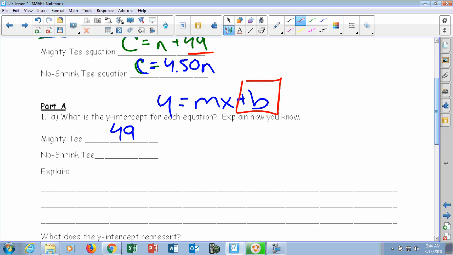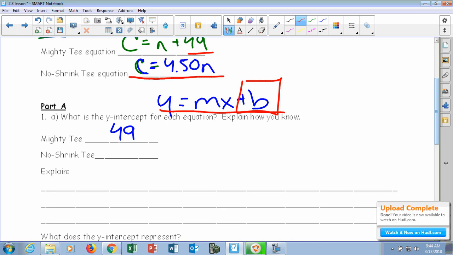B. If we go on to the no shrink T's, Brayden, a little trickier here. What is my y-intercept? Looking at those equations. Not exactly, because look at my equation, y equals mx plus b, and then look at the equation we have, c equals 4.5n. They're somewhat similar, aren't they? What's that n mean? That's similar to our x, right? What's the 4.5 mean? That's similar to our m.